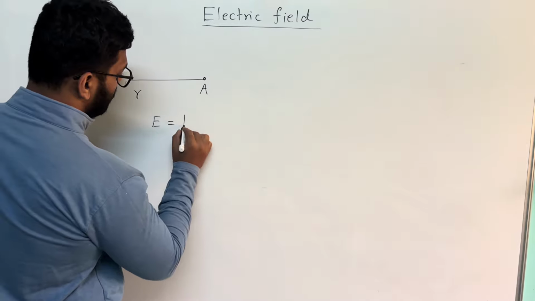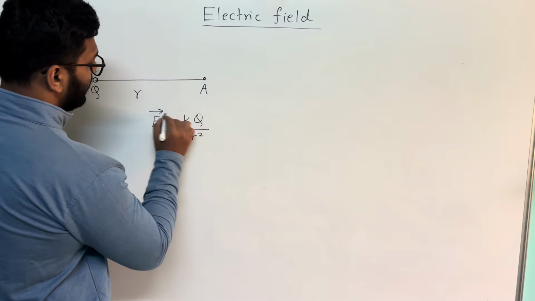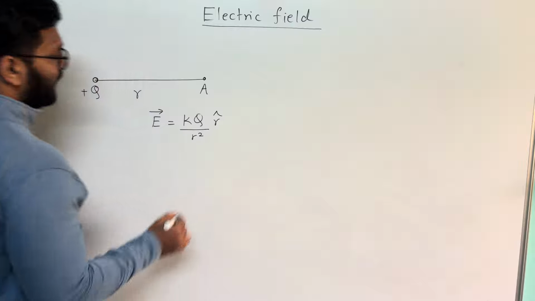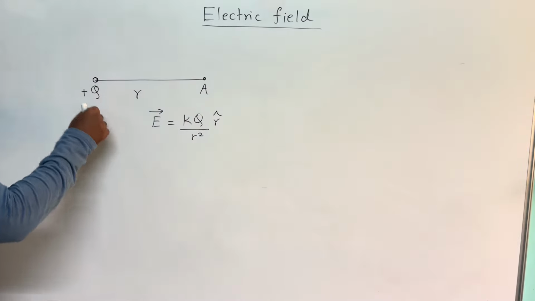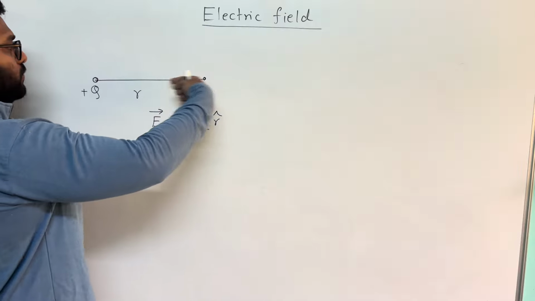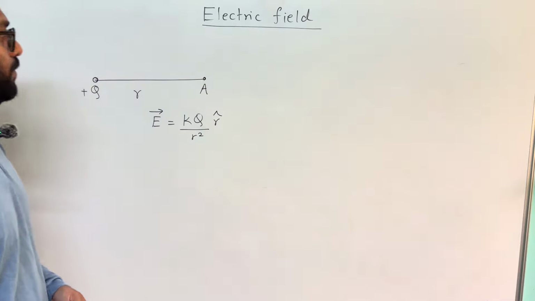E equal to kq by r square. The electric field is a vector in the r cap direction, which is in this direction. If this was a negative charge, the electric field will be towards that charge. So this is the electric field due to a point charge.